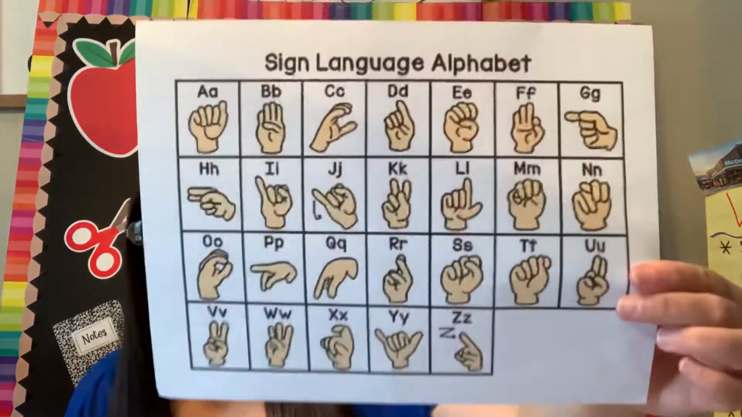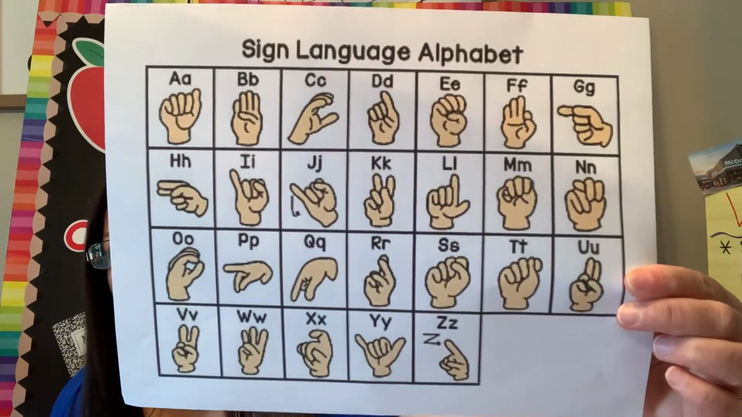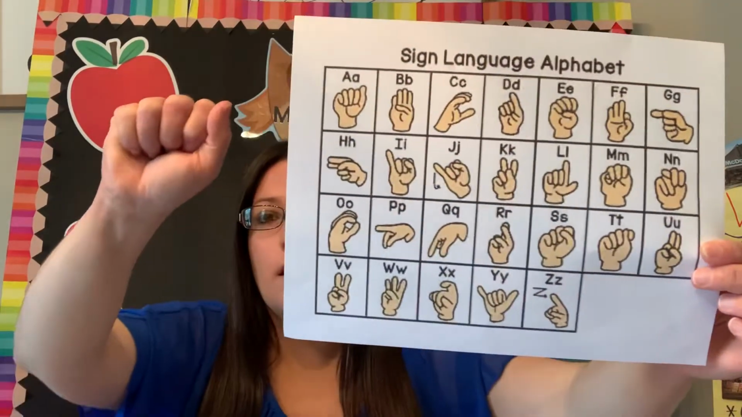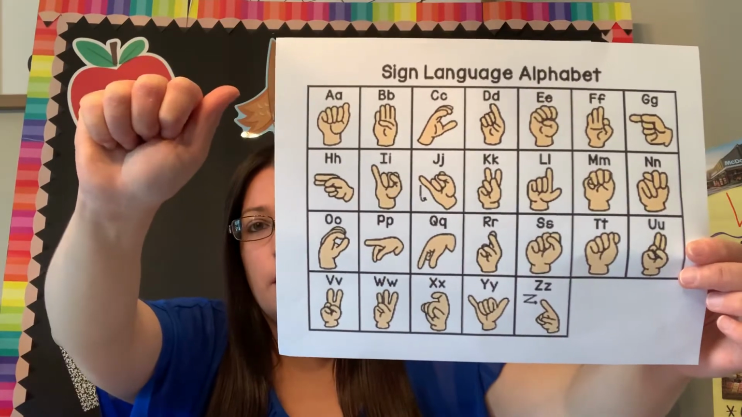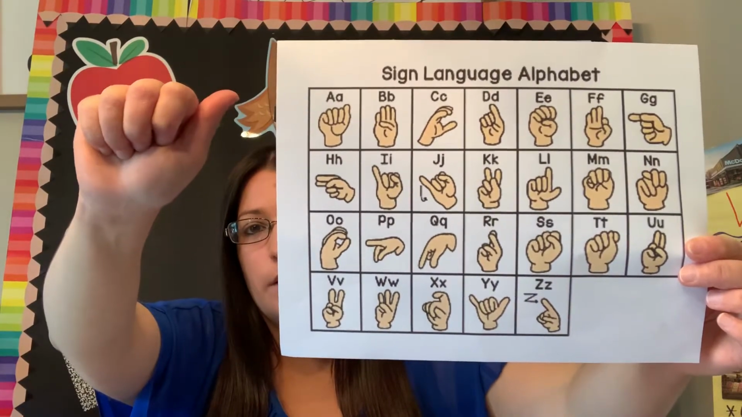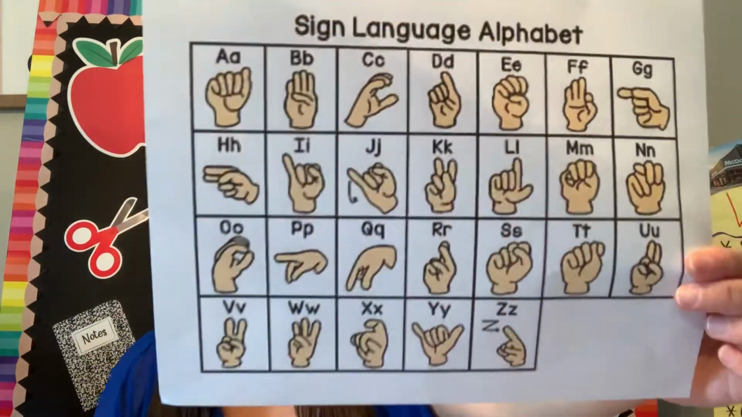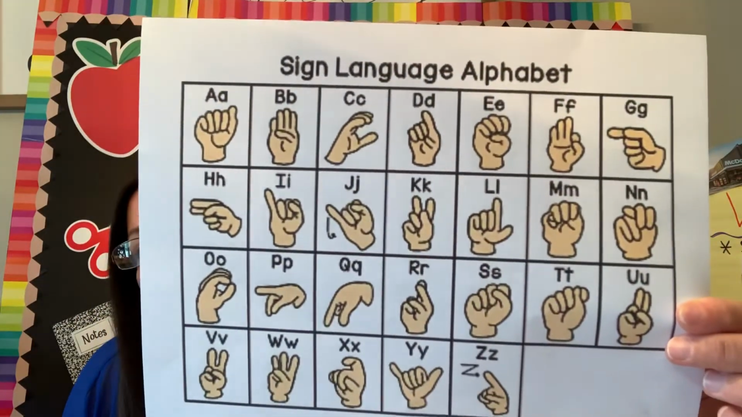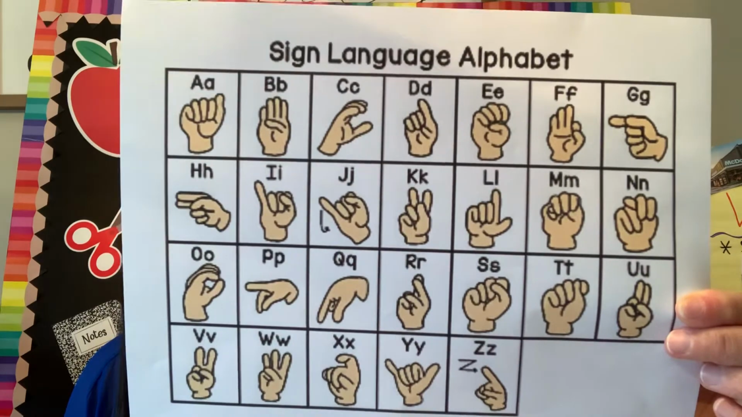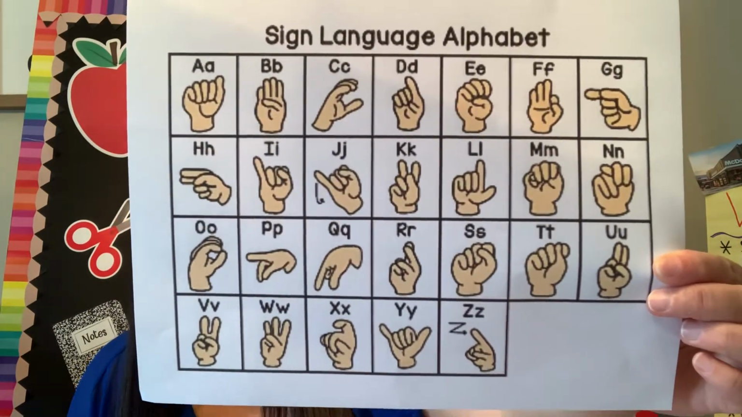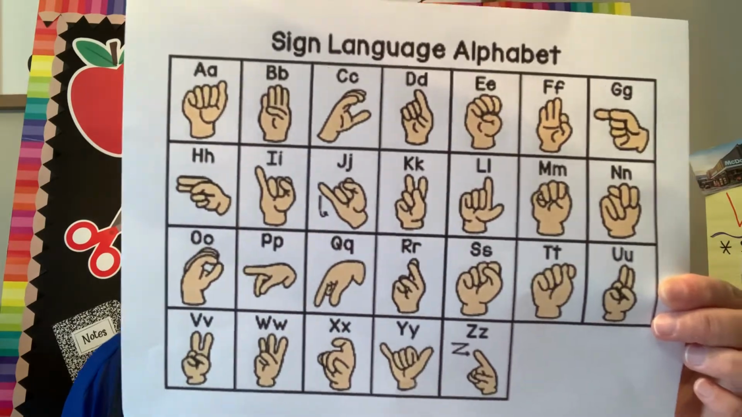So this is my sign language alphabet chart. So if I made this sign, what does it look like? What letter? It looks like the A. So I would be trying to tell you guys and show you the letter A. So I will post this so you guys can practice your alphabet sign language at home.